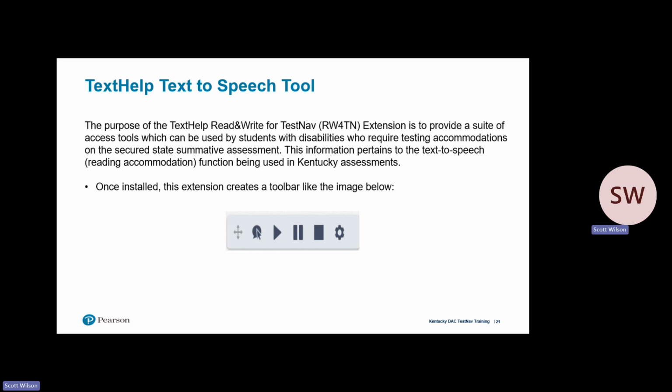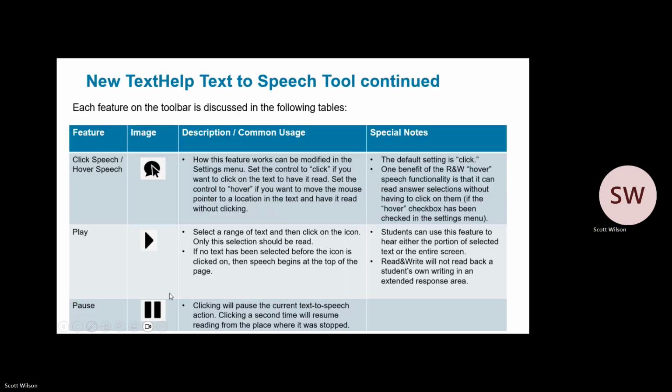When the tool is installed, the extension creates a toolbar like you see here. For the text-to-speech tool, each of the icons has a different function. So the feature of the circle with the pointer is click and hover speech. There's a play button and a pause button. You'll see here the description and common usage and special notes around each of those tools.